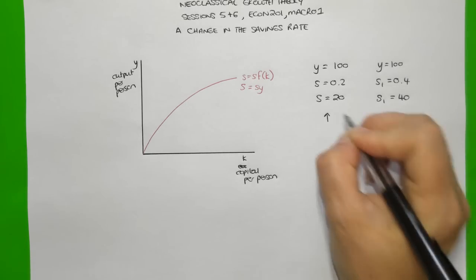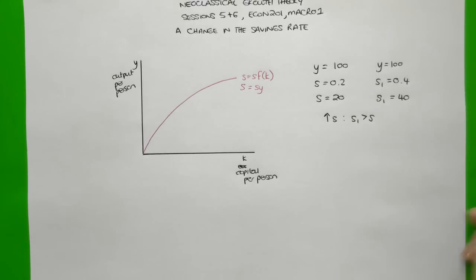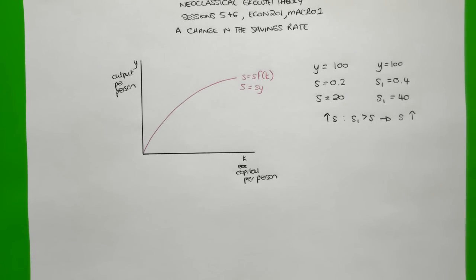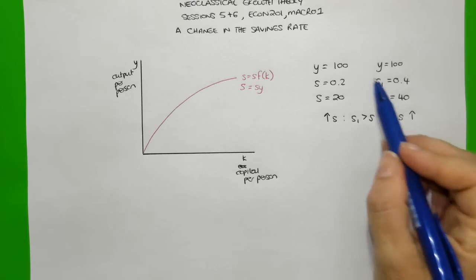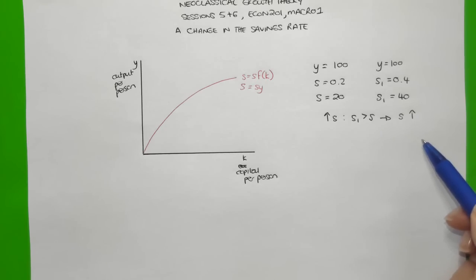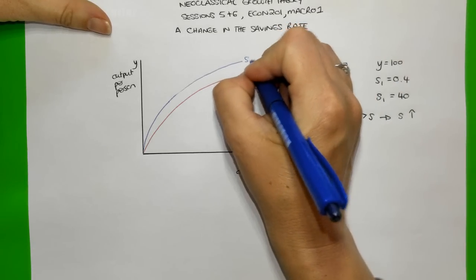So when there was an increase in the savings rate, such that the new savings rate is bigger than the old savings rate, this causes savings to increase. Okay? How would we show that on our graph? Any thoughts? Well, I hope you're thinking what I'm thinking, because what I'm thinking is that what we need to do to our graph in order to be able to demonstrate an increase in the savings rate, is that our savings function would pivot upwards. And by pivot upwards, I mean do this. Okay?